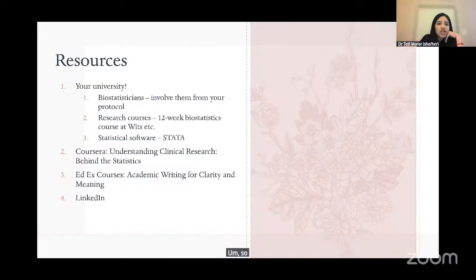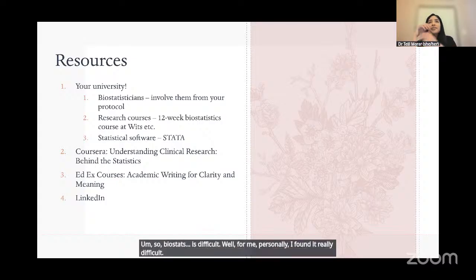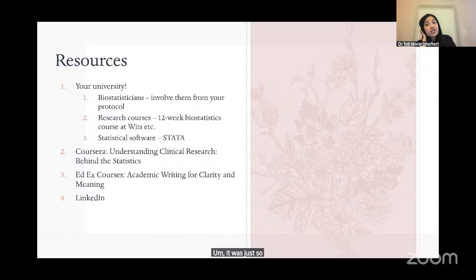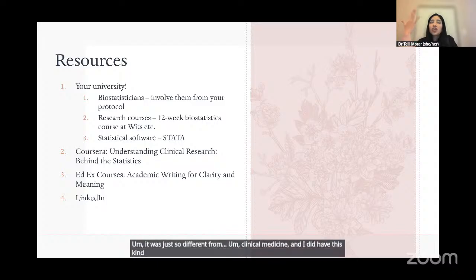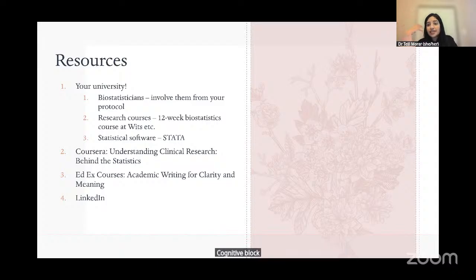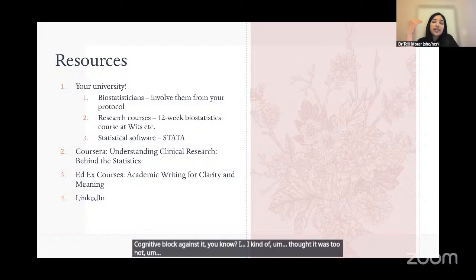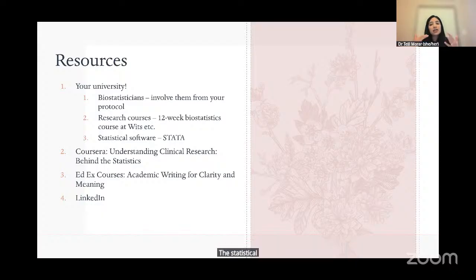So biostats is difficult. Well, for me personally, I found it really difficult. It was just so different from clinical medicine, and I did have this kind of cognitive block against it. I kind of thought it was too hard. But even now when I'm reading journal articles, I still Google the statistical terms and I learn as I go.